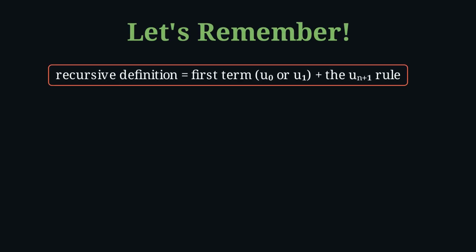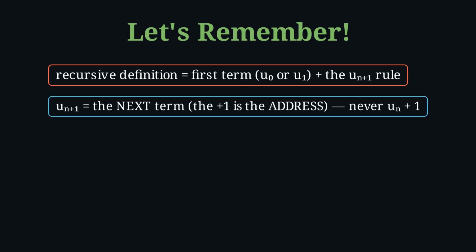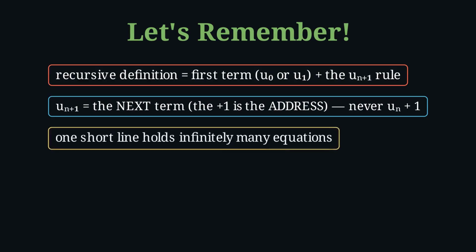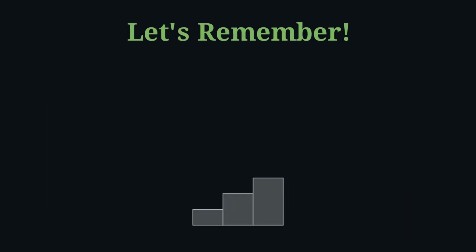Let's remember, for our one-step rules, a recursive definition is the first term, U0 or U1, plus the rule linking U_{n+1} to U_n. And U_{n+1} is the next term. The plus 1 is in the address, never U_n + 1. One short line holds infinitely many equations.